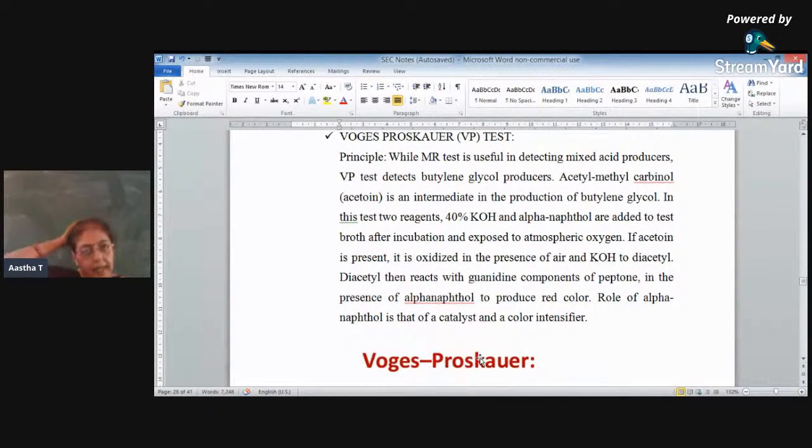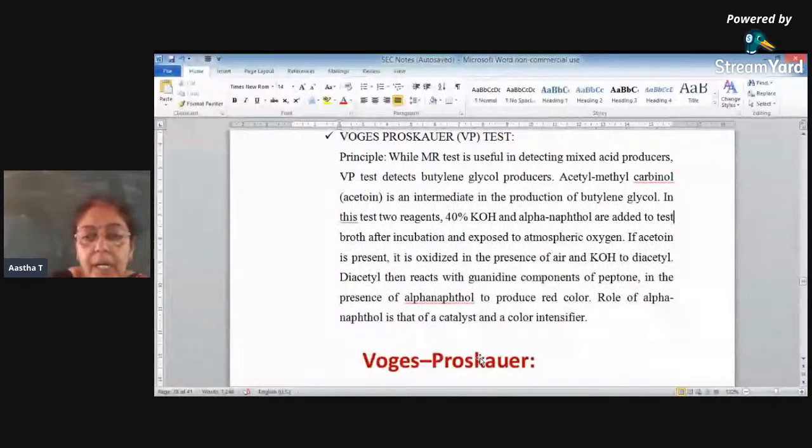In this test we use two reagents, 40% KOH and alpha naphthol. So do the same procedure. Take a glucose phosphate broth tube, inoculate it with the organism, incubate it for 24 to 48 hours. After incubation, you add 40% KOH and alpha naphthol drop wise and observe the change in color.